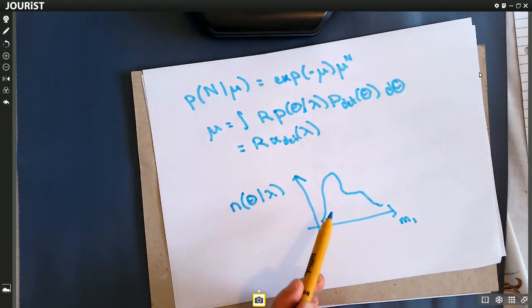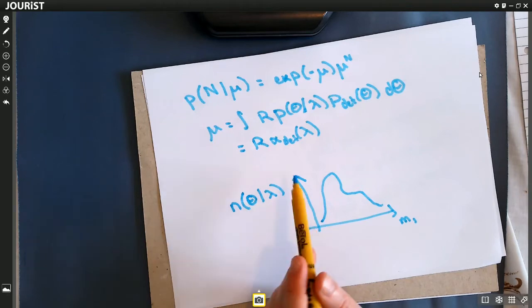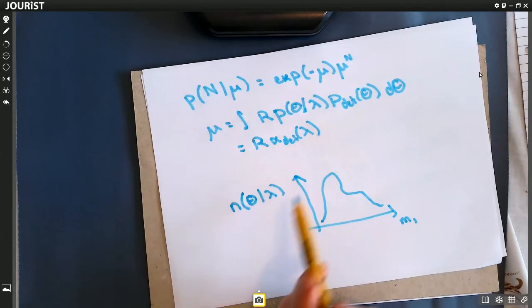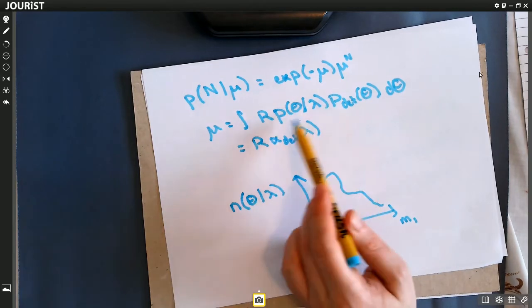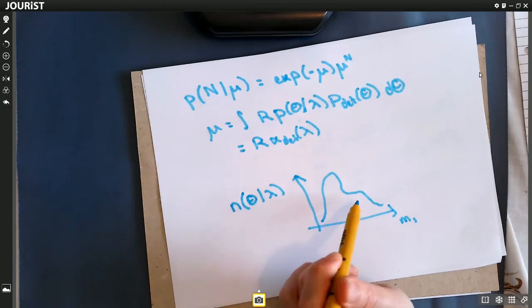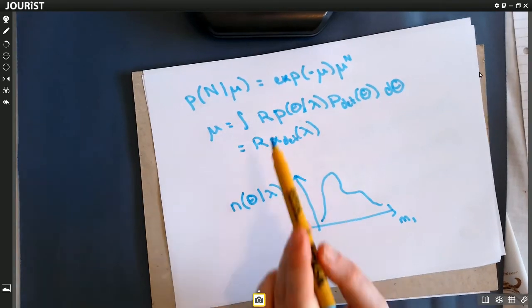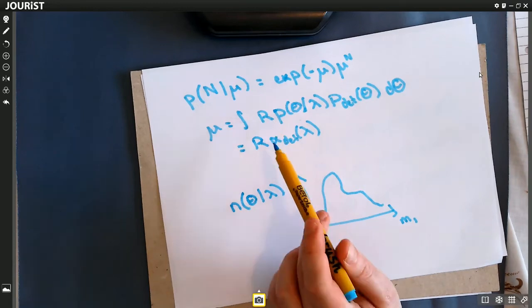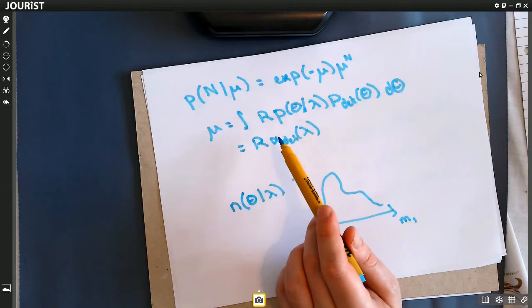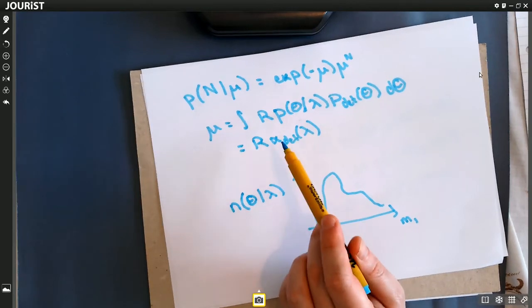Okay, we can always write this as a probability distribution for the different values of theta multiplied by an overall normalization constant. The probability will always integrate to 1, and so the R just gives us a total rate after integrating out that dependence. So we can always split the rate into an R which doesn't depend on parameters multiplied by a distribution that does depend on parameters. And that's what we've done here.